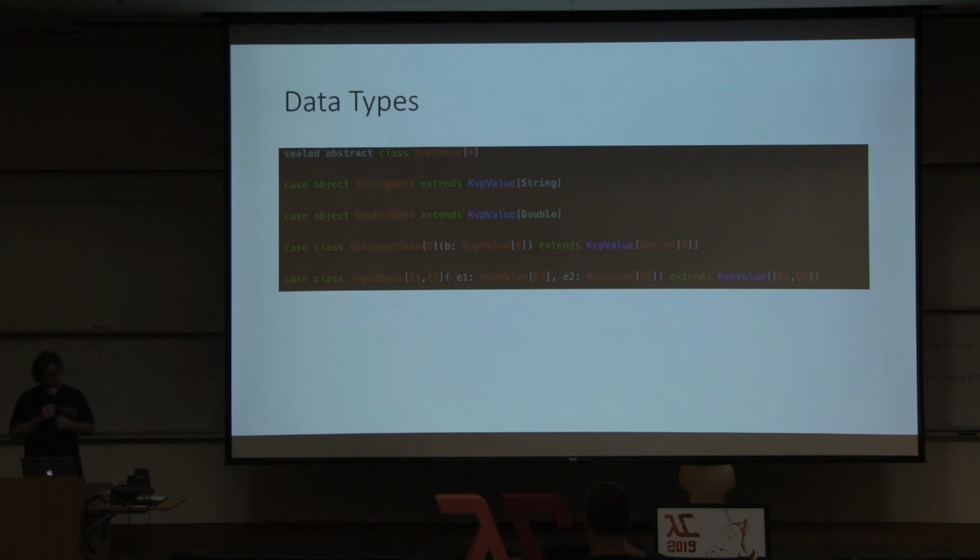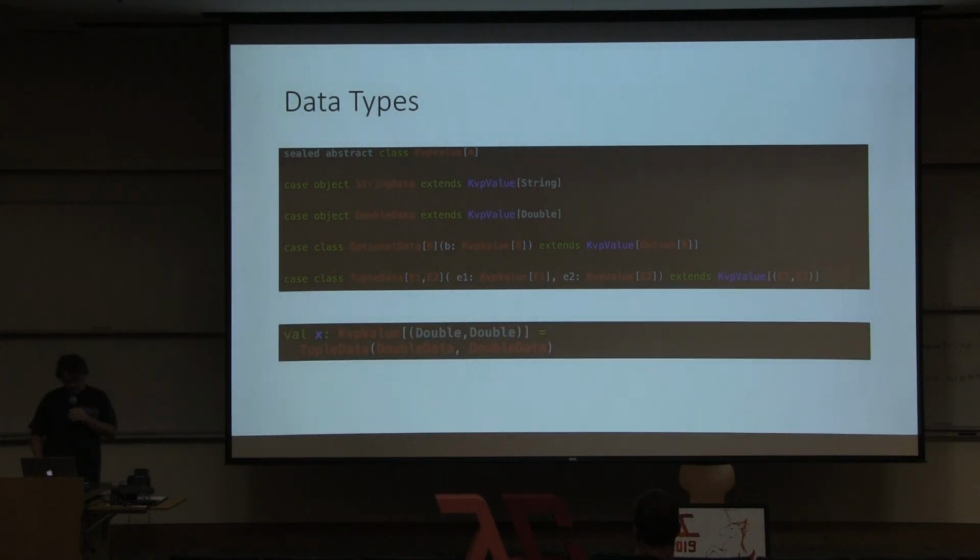Our optional data is going to be a recursive wrapper of a KVP value. It's wrapping a KVP value of type B, so then it can fill in the type as an option of B. And then finally, we'll look at the tuple data. It recursively wraps 2 elements, and the resulting type is a tuple of element 1 and element 2 of the tuple.